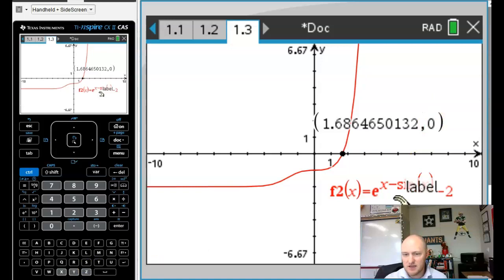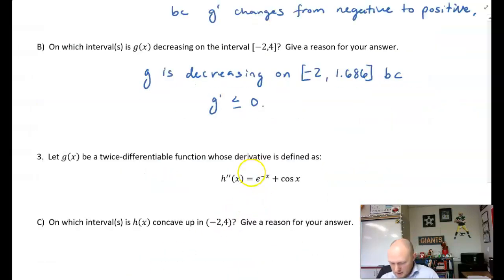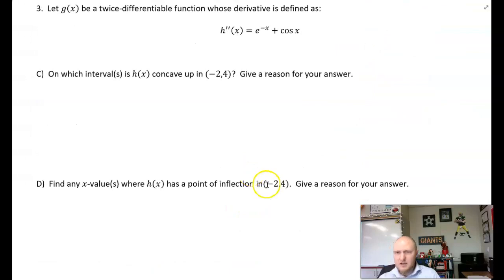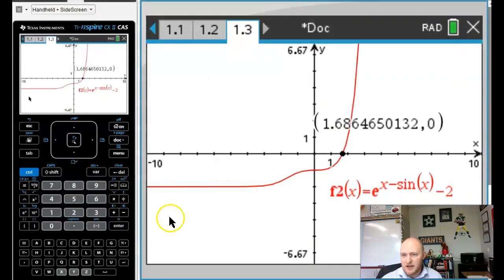Okay, I have one more example to go ahead and show you guys here. Here is number 3. They say, let h of x be a twice differentiable function whose second derivative is defined as h double prime of x, which equals e to the power of -x plus cosine of x. Okay, so they want to know on what intervals is h of x concave up in -2 to 4. So note, I'm going to do the same exact process here, except this time I have a second derivative. This is the second derivative function. So I'm going to go ahead and graph this.